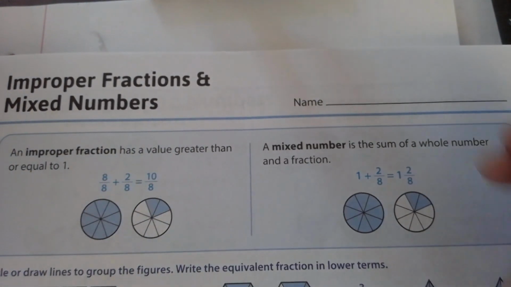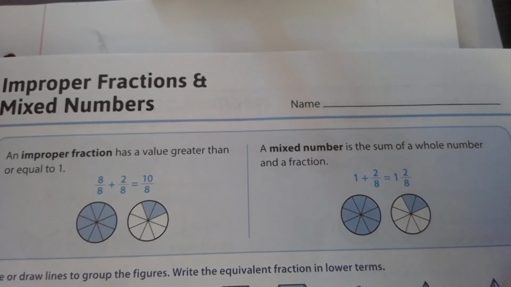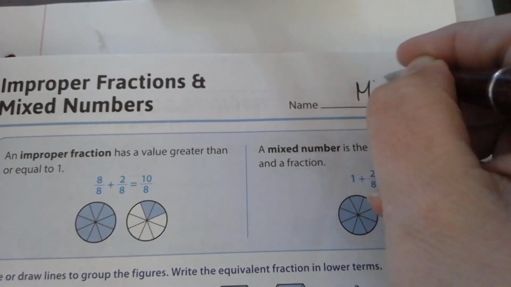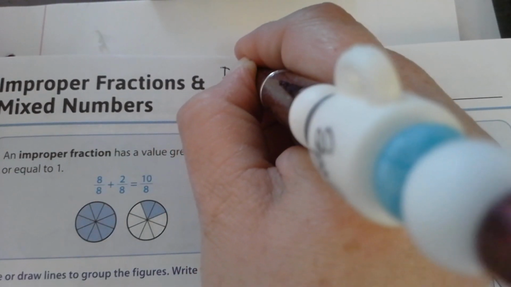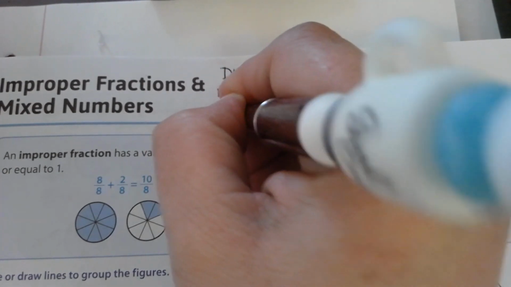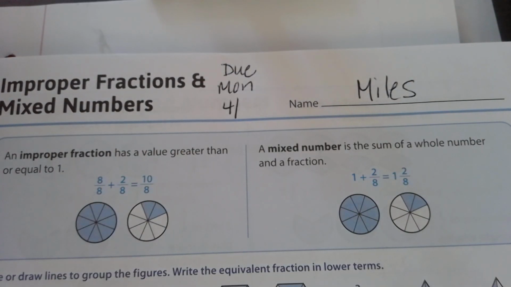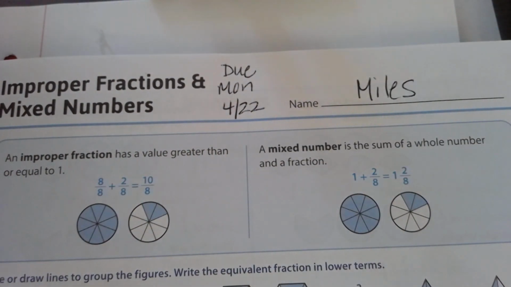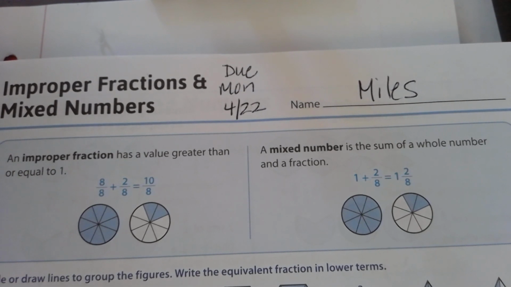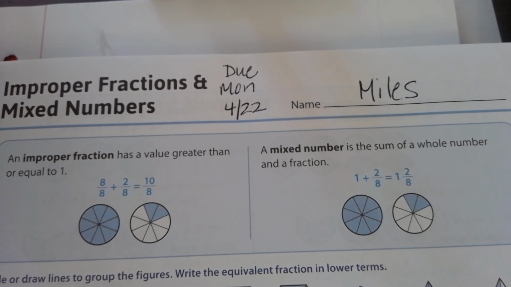I can't hear it myself, so I'm pretty sure you can't hear me either. So let's go ahead and put your name in there. What page did you say? 107. Tomorrow's the 19th, 20, 21, 22. All right. Listen, darlings. Put your name in there, and go ahead and write on there, do Monday, 422.